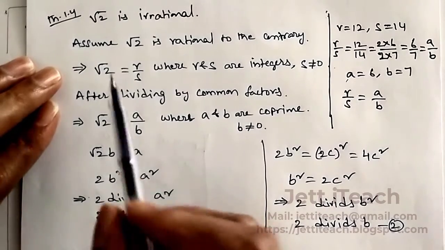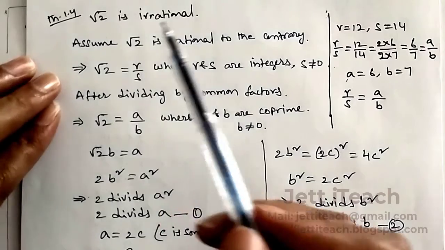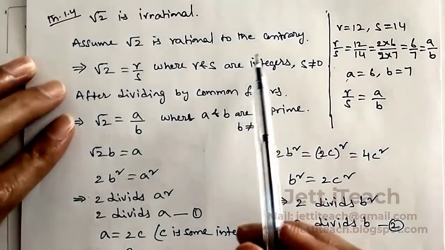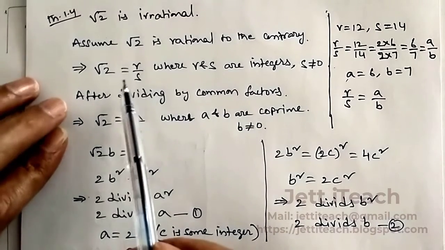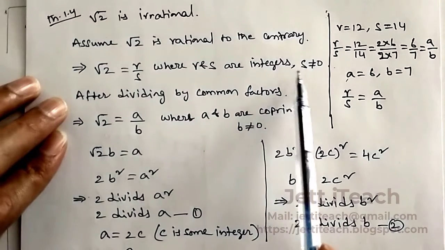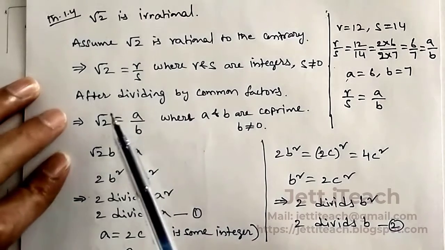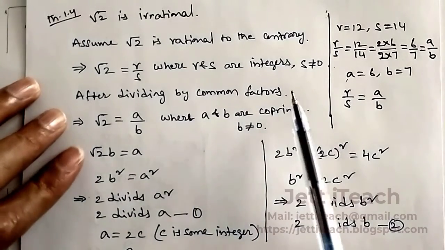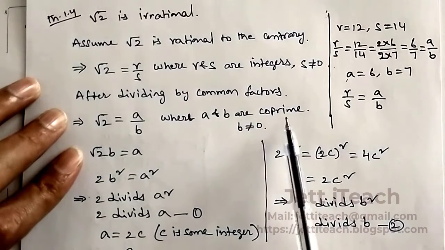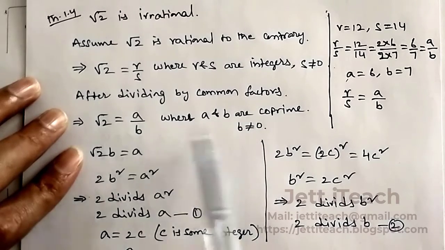Okay, I will explain this once. So we need to prove root 2 is irrational. To prove that, we assumed root 2 is a rational number to the contrary. So root 2 equal to r by s, where r and s are integers and s not equal to 0 because division by 0 is not allowed. So after dividing by common factors, you can write root 2 is a by b, where a and b are co-prime. b is not equal to 0, again division by 0 is not allowed.